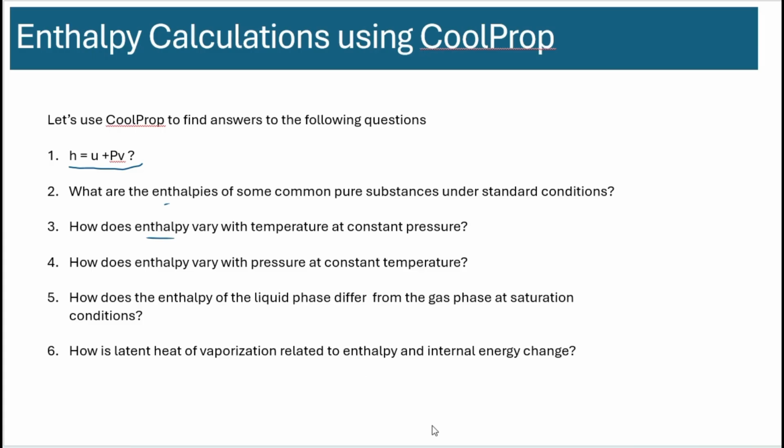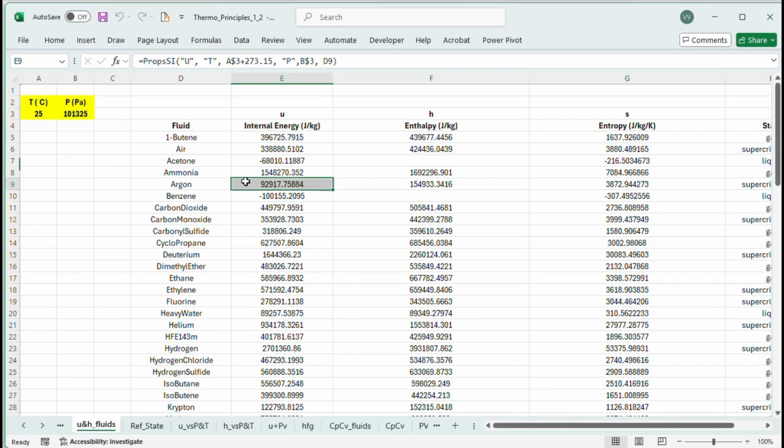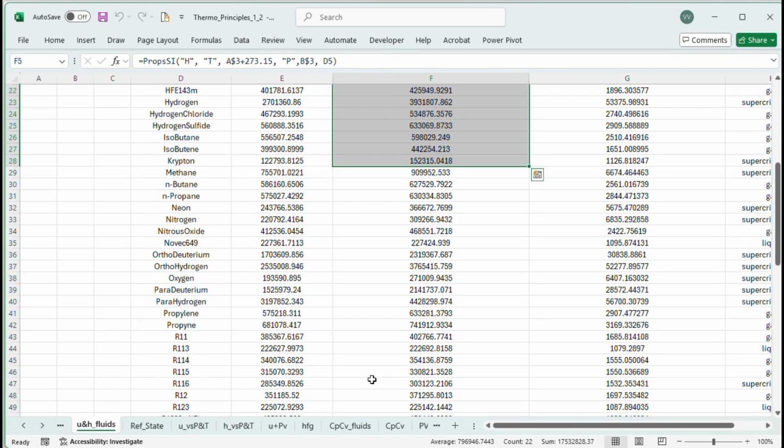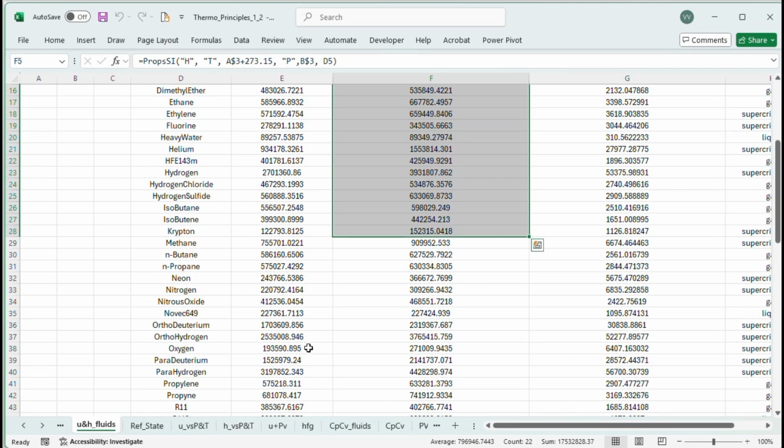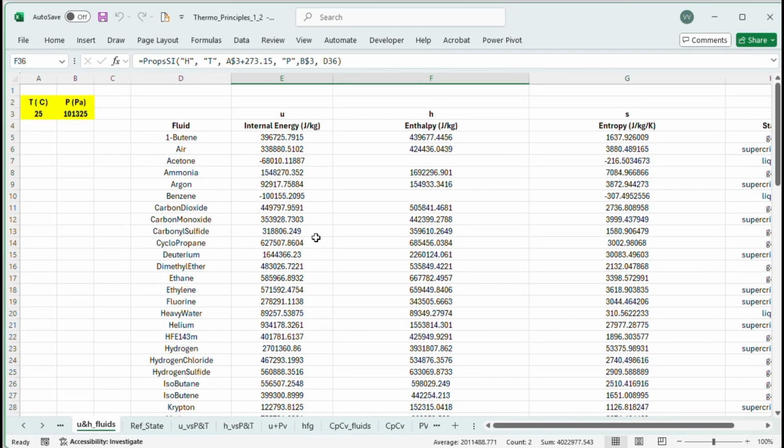Okay, so let's go back to the Excel file and start with the fluids here. You can see that the enthalpy of all these fluids is higher than the internal energy. Sorry, I said entropy earlier, I meant the internal energy. That's because H is U plus PV, so you have to include the PV term to get the correct number.